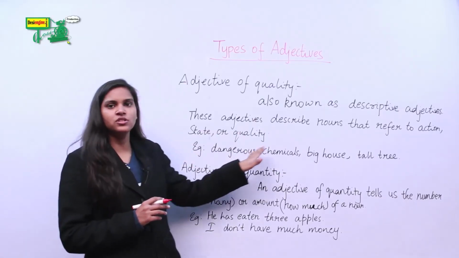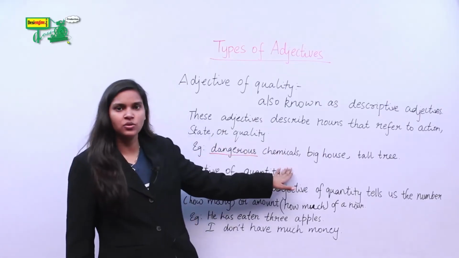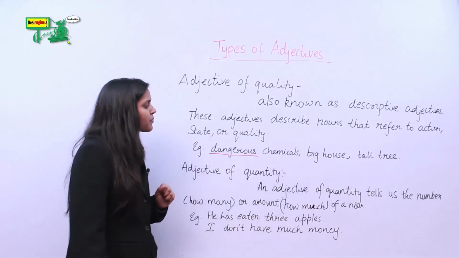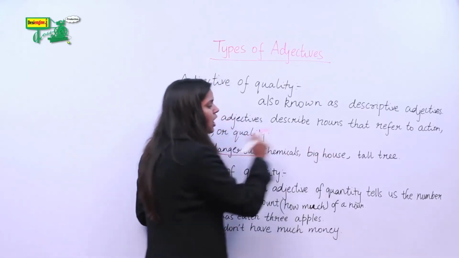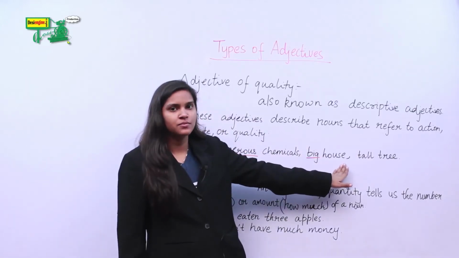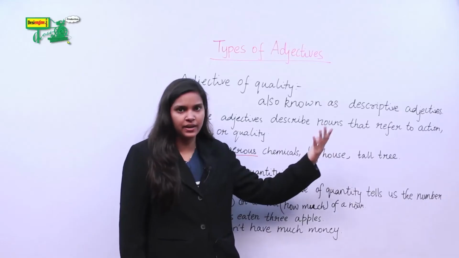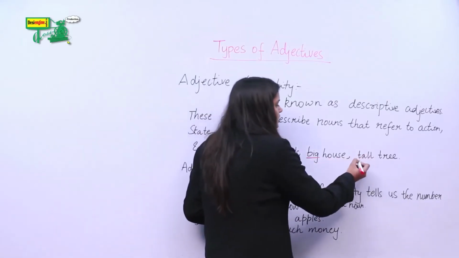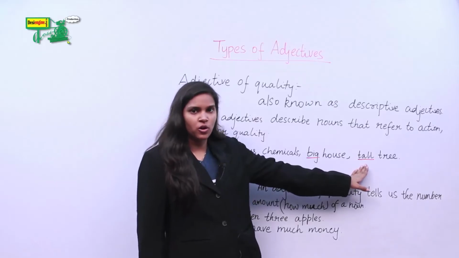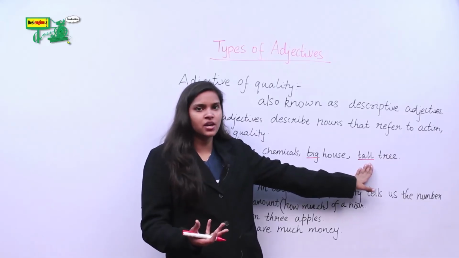When I say dangerous chemicals, the word dangerous modifies my noun chemicals. It gives me some additional information about chemicals. Let's take another example. Big house. The word big modifies my noun house. It gives me additional information about house, that it is big. Let's take another example. Tall tree. Here, tall is my adjective of quality because it gives some additional information, that is a quality about the tree.